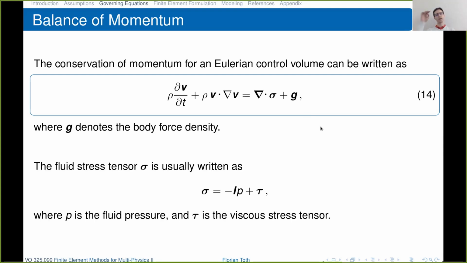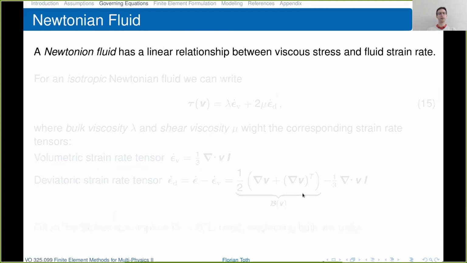So the stress tensor sigma is usually written as a combination of the isotropic pressure stress tensor, so the unit tensor times p, with the minus due to the sign convention, plus a viscous stress tensor, which we now will not neglect but take into account. The question is, how do we model viscous stresses?